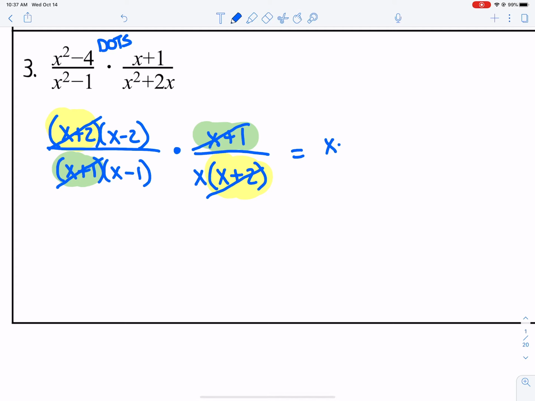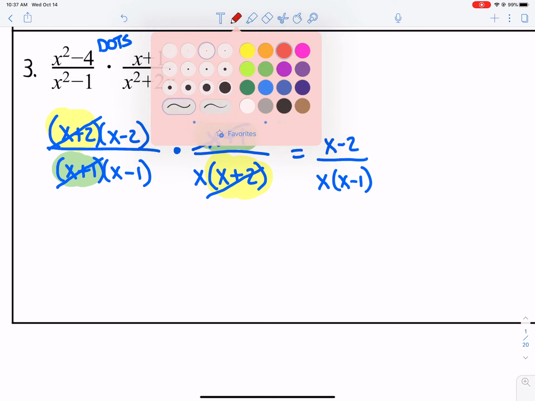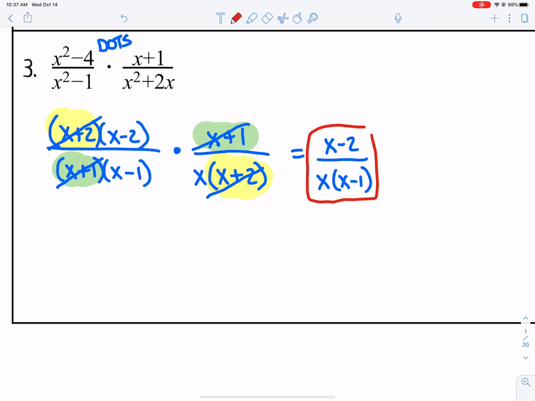And then we bring over what's left. So we have x minus 2 in the numerator. And we have x times x minus 1 in the denominator. And I would just leave it like that. You don't have to distribute the x. And then let's figure out what was in my denominator that would make it equal to 0. So I had x plus 1. So x cannot equal negative 1. I have x minus 1. So x cannot equal positive 1. And then I have x.